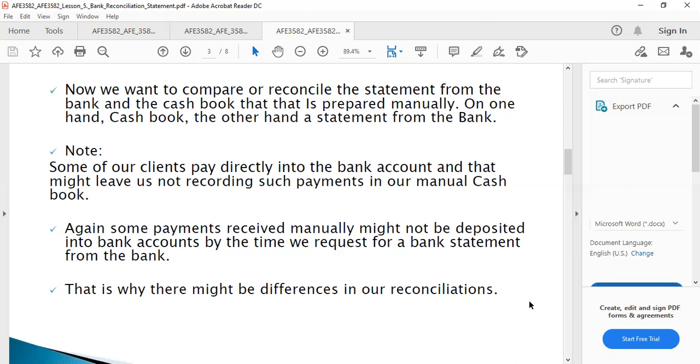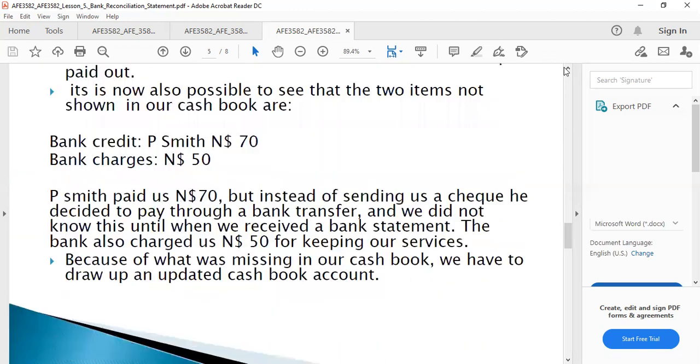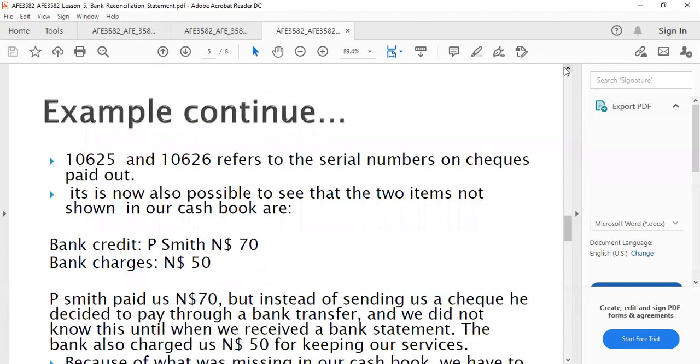Now, because you do not know the total amount of charges, you wouldn't record it in your cash book. It won't be appearing in your cash book. You will only get to see it on your bank statement that, okay, there are bank charges of 500 on my account. So that can be another reason why the two statements won't balance. Okay, so let's move on to the example.